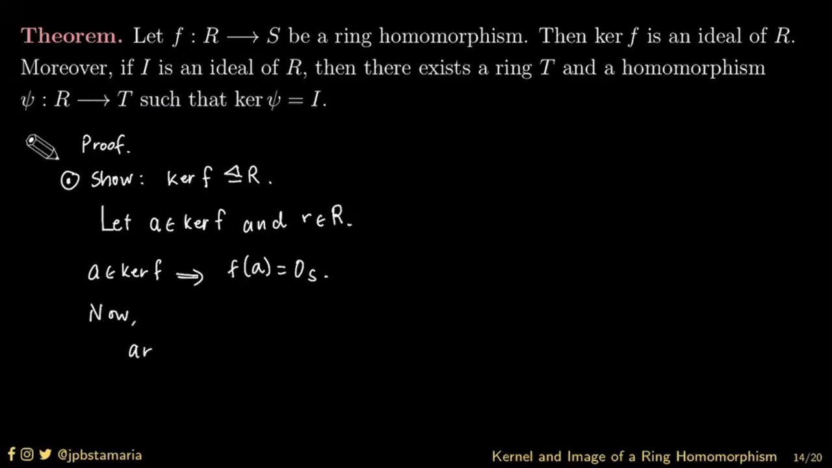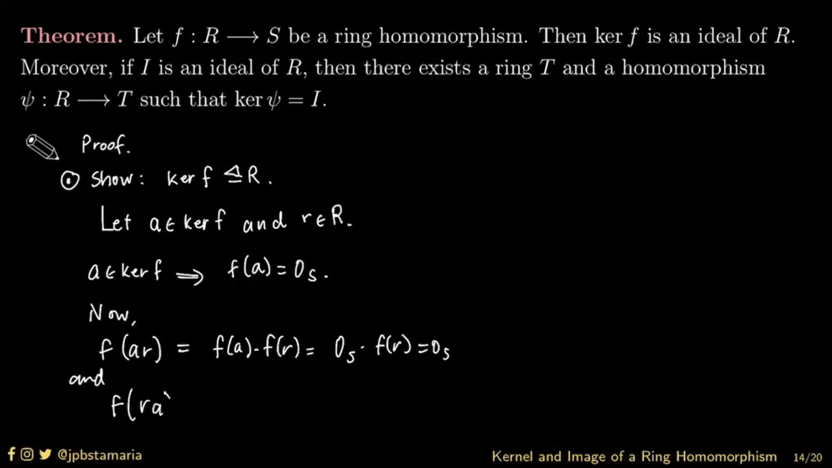When you multiply AR and apply F on AR, because F is a ring homomorphism, regardless of R, it will be F of A times F of R. But F of A is already 0. So regardless of R, this will always be 0. And even when you do RA, it doesn't matter. Magiging F of R times F of A, 0 pa rin. Therefore, both AR and RA get annihilated by F. So they both belong to the kernel of F.